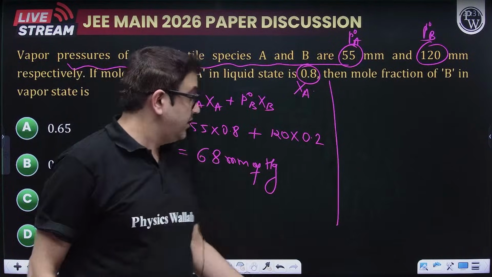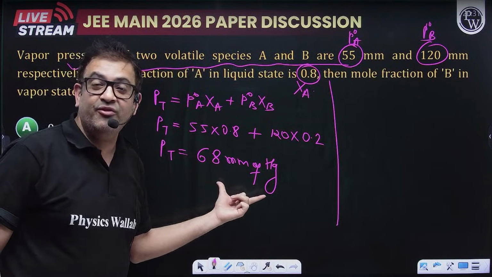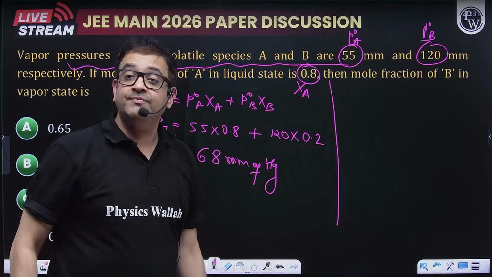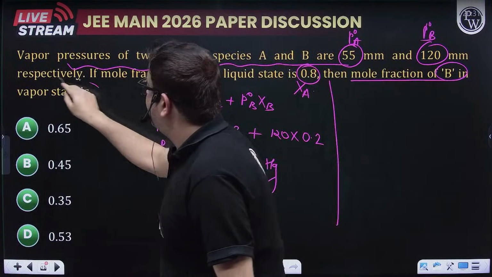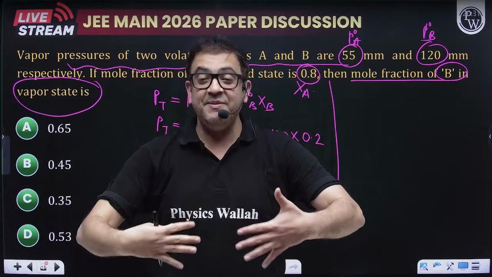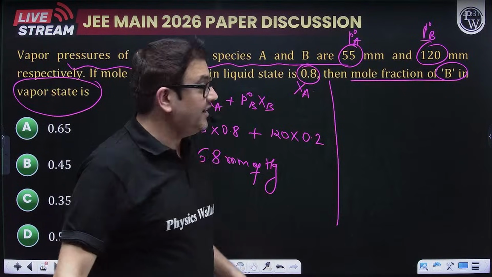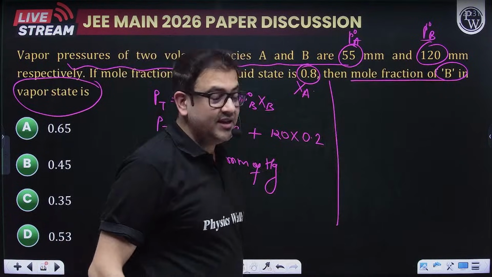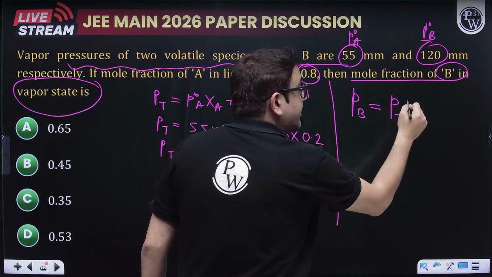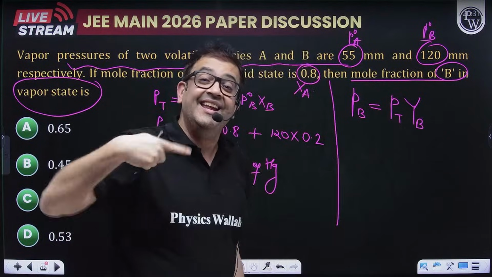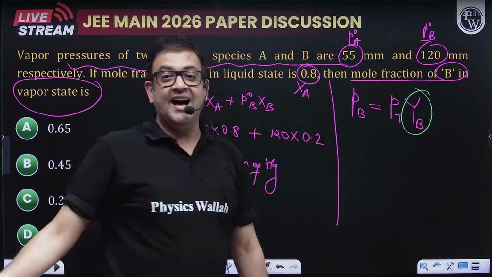I hope we have reached till here. So this is 68 mm of Hg. Now, what are we asked in the question? We are asked the mole fraction of B, but where? In the vapor phase. XA and XB are mole fractions in the liquid phase. In the vapor phase, we have to apply Dalton's law. Dalton tells us that the partial pressure of B is equal to the total pressure into the mole fraction of B in the gaseous phase. This is the data that has been asked of you.